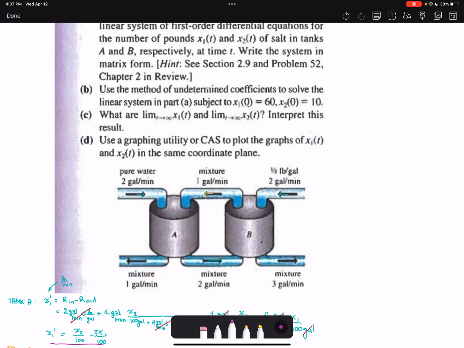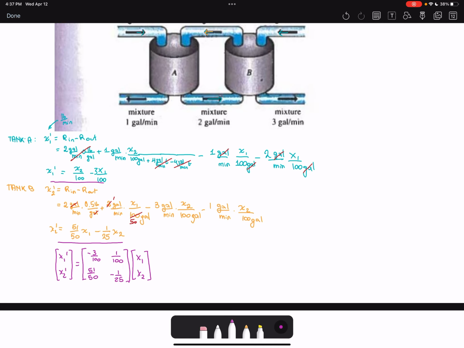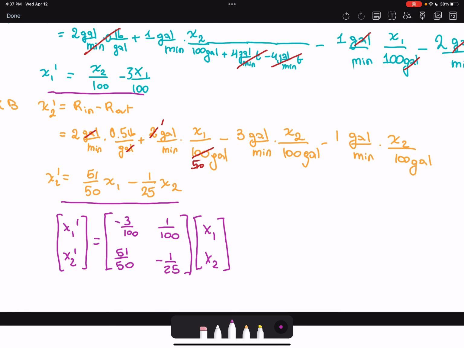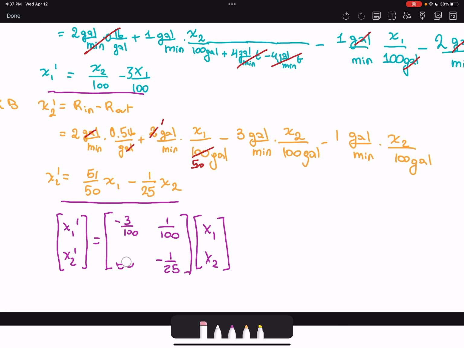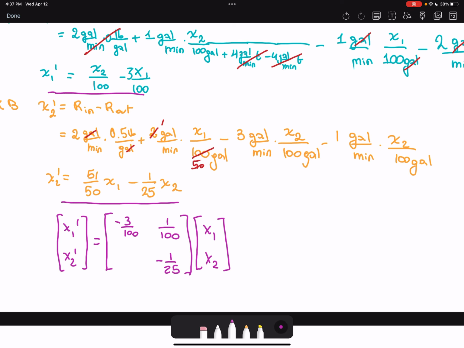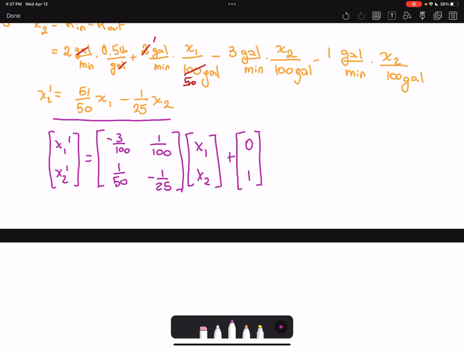Now, before we get to part B, let me just say that I made a little mistake here, because what I did is I combined x1, I combined this term with this term. Well, actually, this one doesn't have an x1, so you can't really do that. What you want to do is have the 1 over 50 here and then add a forcing function with 0 and 1 here, because 2 times 4.5 is 1.